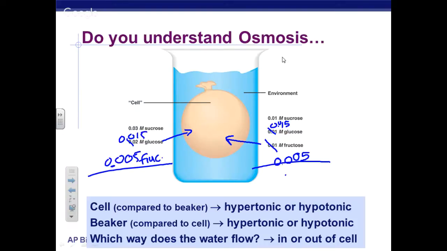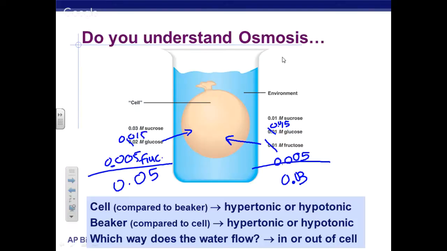What are they? 0.02. Including the sucrose? All of them. 0.03. All of them. And then the inside is 0.05. All right, so inside of the cell or outside the cell, which one has greater total solute concentration? Inside the cell.